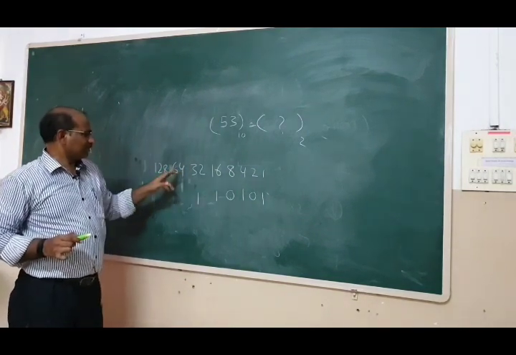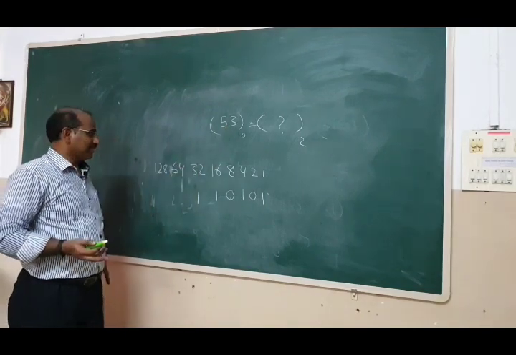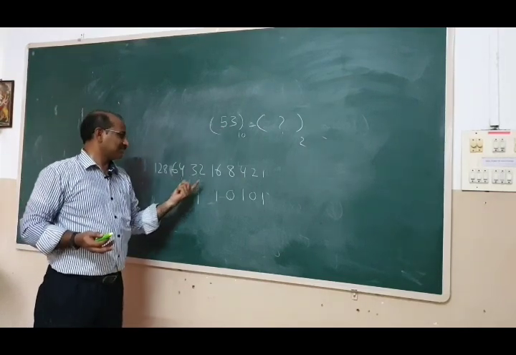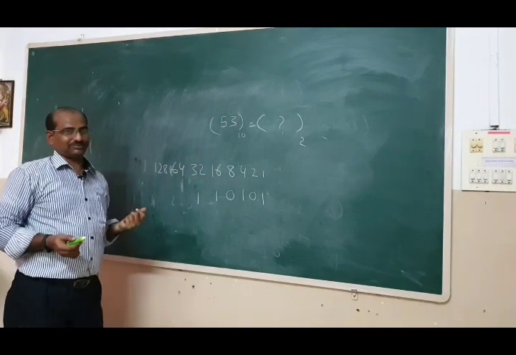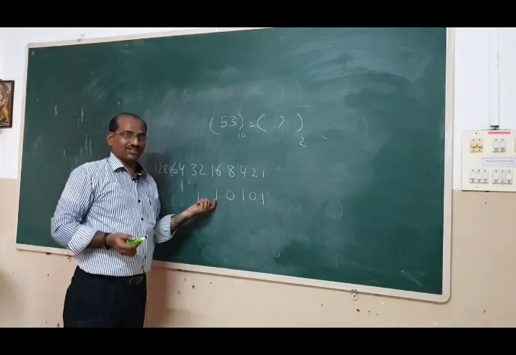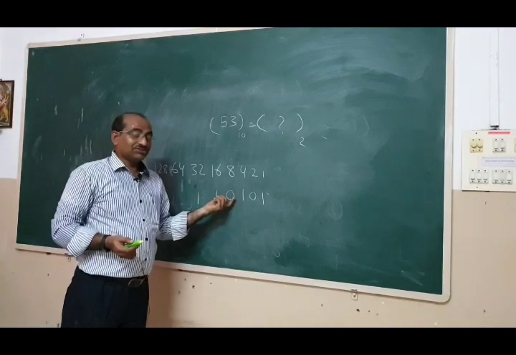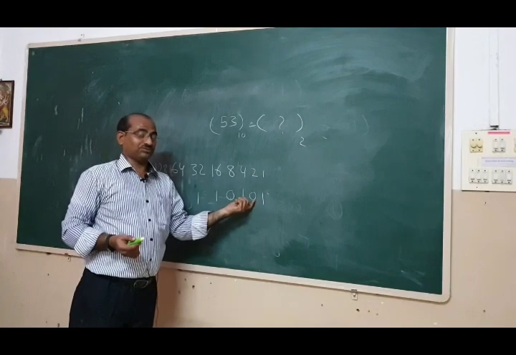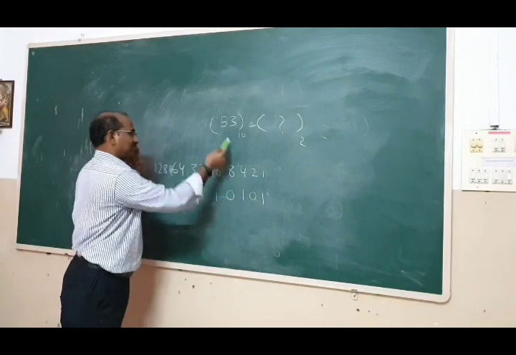You take 32. 64 is bigger than 53, anyway you can't take it. So what is the nearest but smaller number to 53? That is 32. So subtract 32 from 53, you will get 21, right? Again repeat the procedure. 16 is the nearest one. So 21 minus 16, you will get 5. Then 8 is bigger than 5, so skip it. Then take 4, then 2 is bigger than 1, so 1. Add 32 plus 16 plus 4 plus 1, you will get 53.